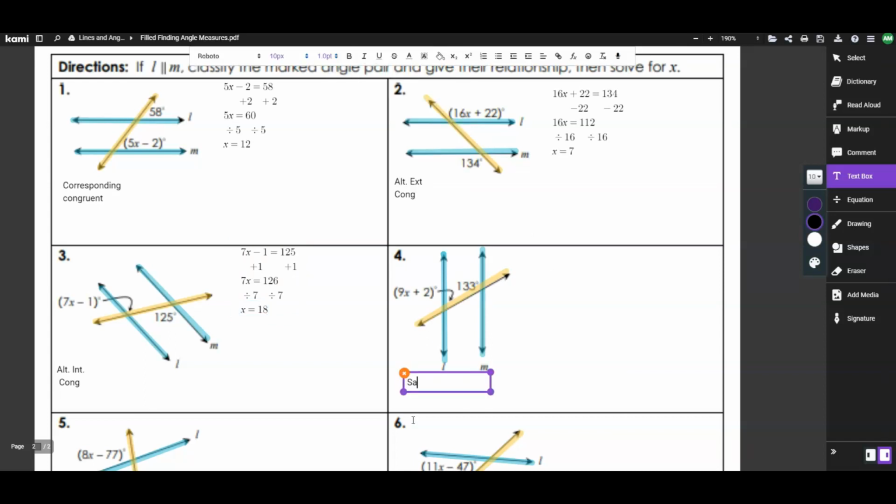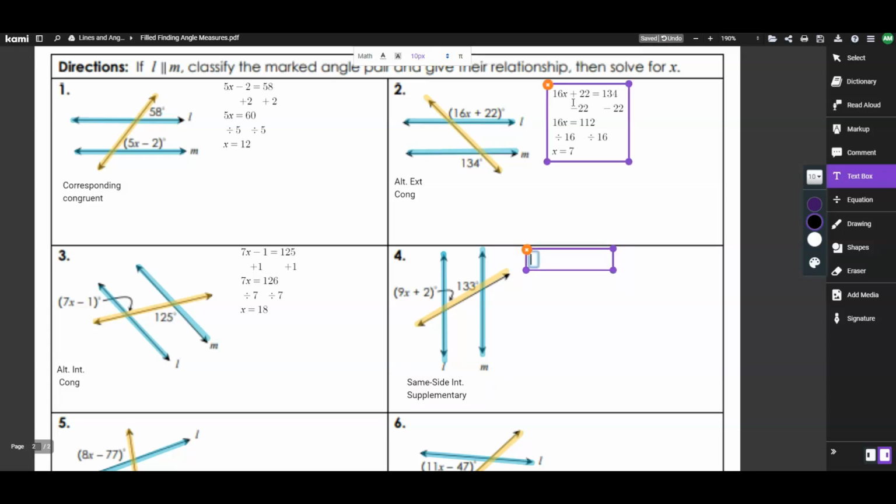All right, moving right along, we have number 4. These are same side interior angles, and they are going to be supplementary. So that means they are going to sum up to 180. So we're going to have 9x plus 2, and we're going to add 133. And that's going to equal 180.